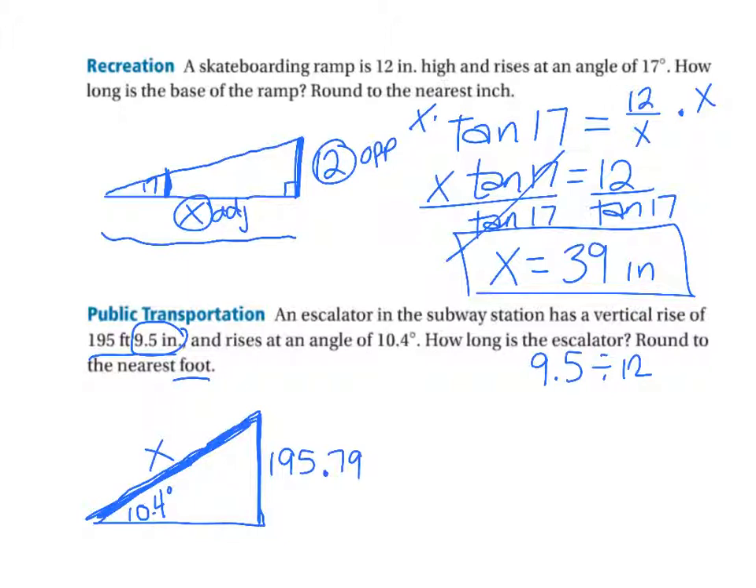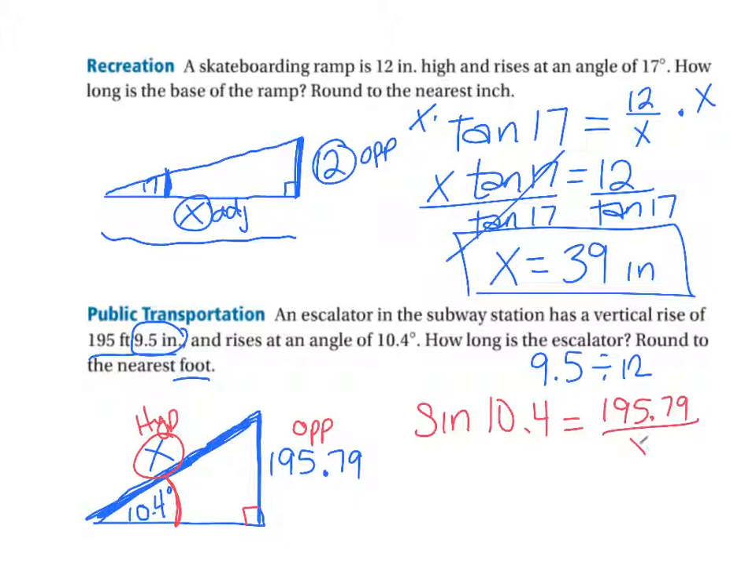All right, let's see about our SOHCAHTOA now. Got this angle here. That's what I'm going to use. From that angle, I am looking. See, there's your right angle. So this is your hypotenuse. And then 195.79 is the opposite. Do you know what that is? Sine. Sine of your angle, that's 10.4, is equal to opposite 195.79 divided by your hypotenuse, x.